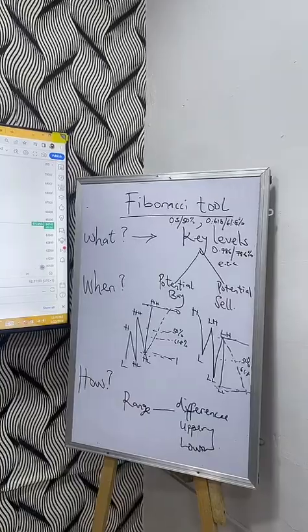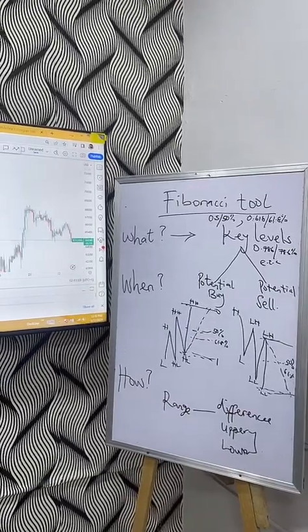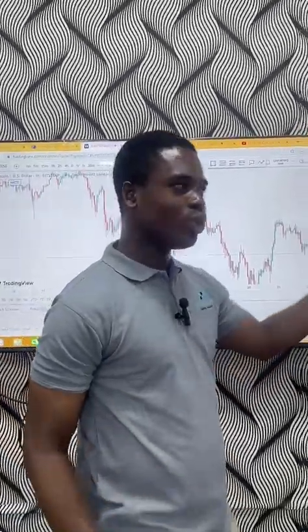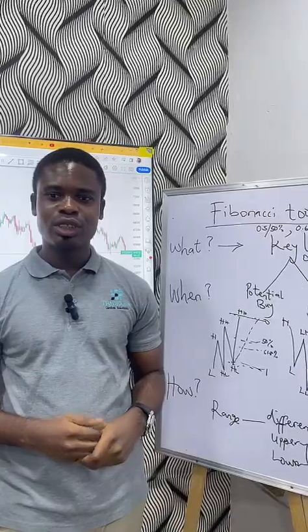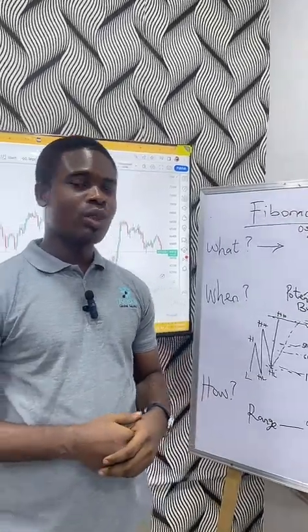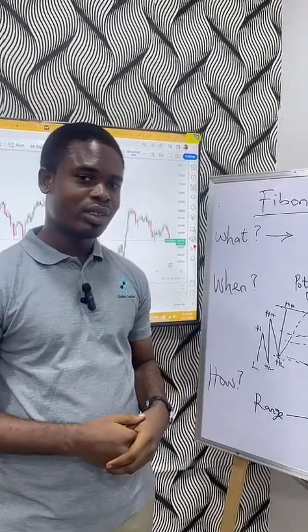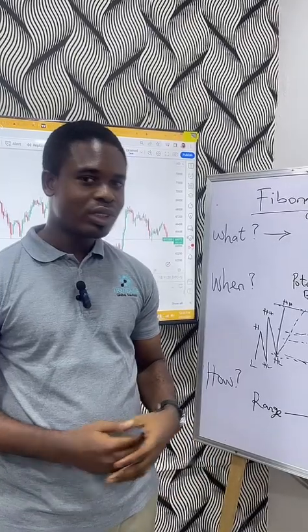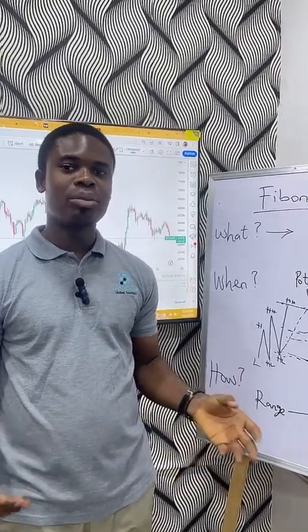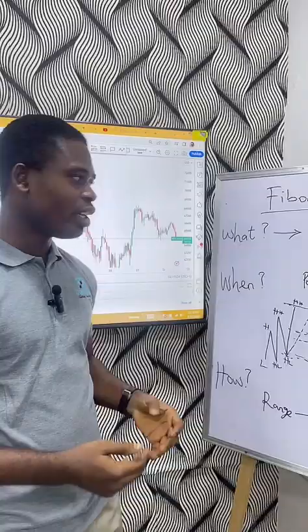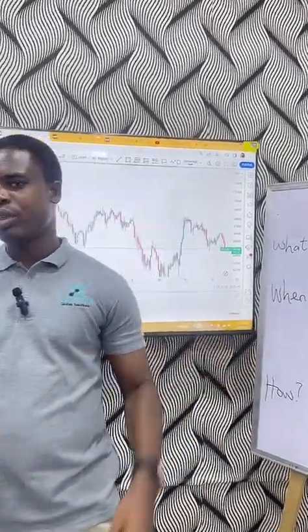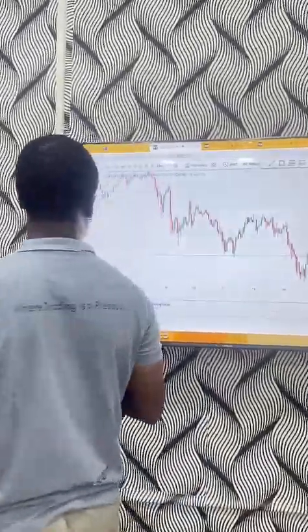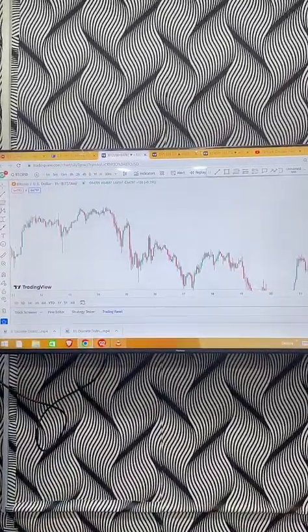So now let us go to the chart to see how potent this tool is. Remember, the Fibonacci tool is not used in isolation whenever you are trading. It is used in combination with other confluences like institutional levels, institutional candles, imbalances, order blocks, etc. Okay, so we are not using it in isolation. Now let us go through the chart and see how it is being used.